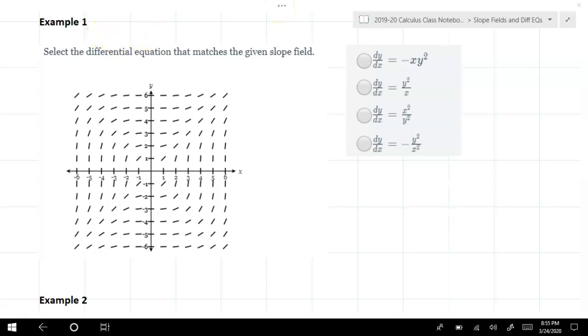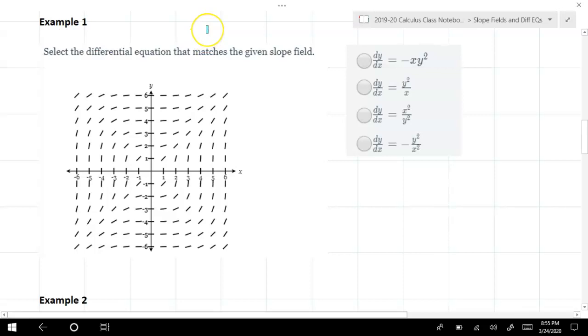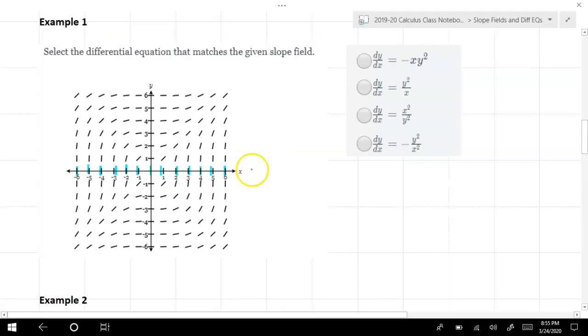is to notice the slopes that are both vertical and horizontal, and pick those points out. So here, all along the x-axis, we have vertical slopes. Well, if we have vertical tangent lines, meaning the slope is undefined, and the slope is only ever undefined if we have a number over 0. So this is where y equals 0.